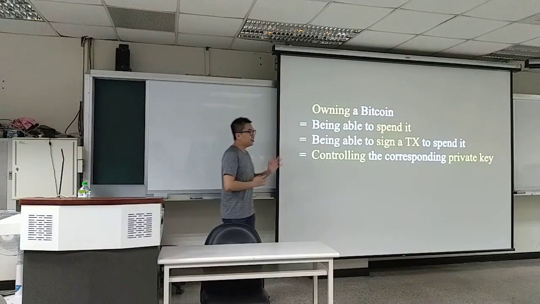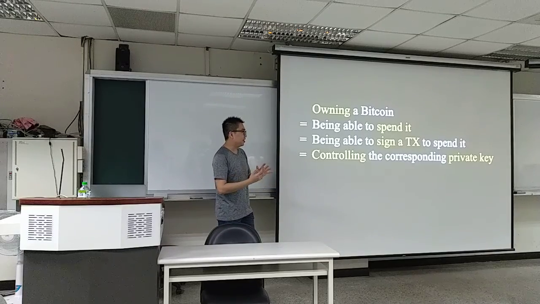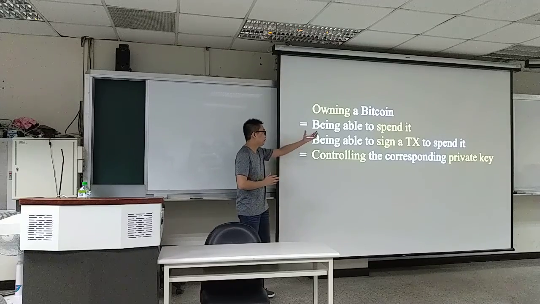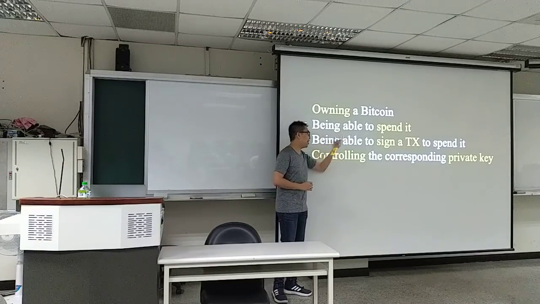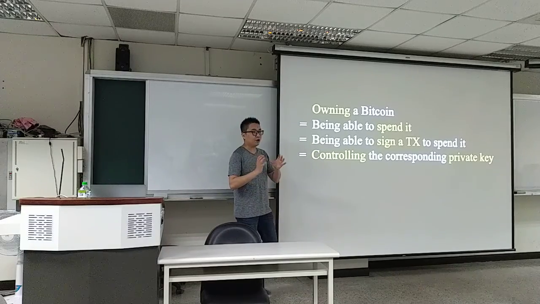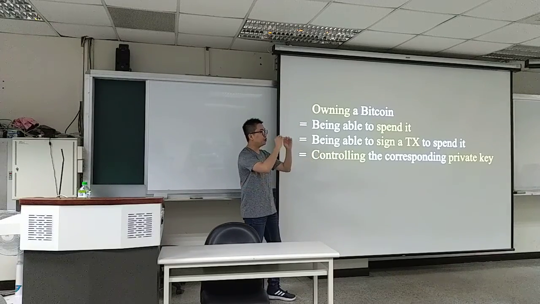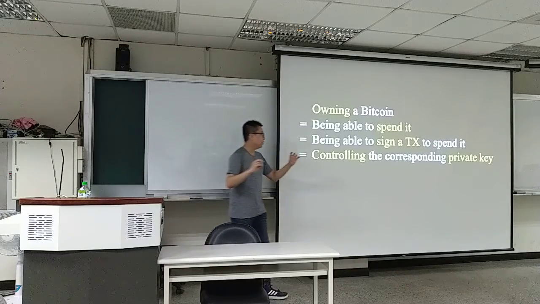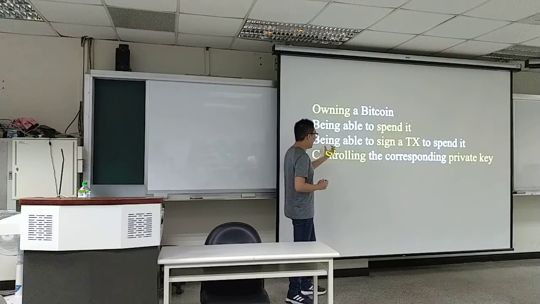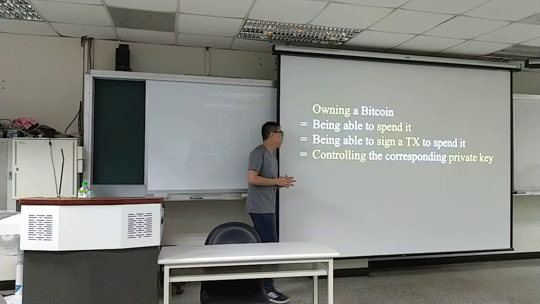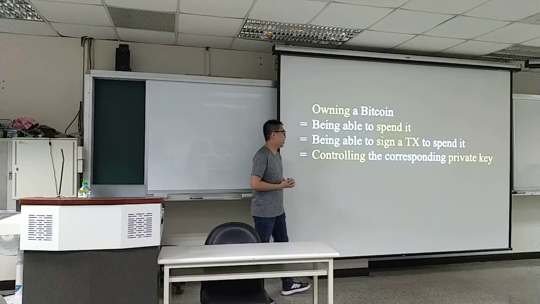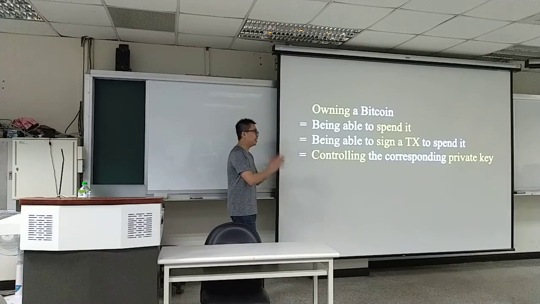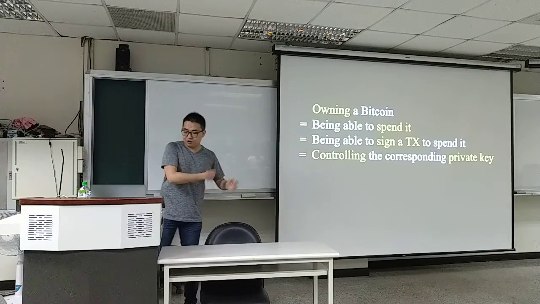So owning a Bitcoin is basically, in a slightly more technical term, defined as being able to spend such Bitcoin. And in order to spend a Bitcoin, we need to generate a transaction, which is just a digitally signed message. And that is being able to sign a transaction. And the ability to sign a transaction is just the ability to control the corresponding private key behind the identity.